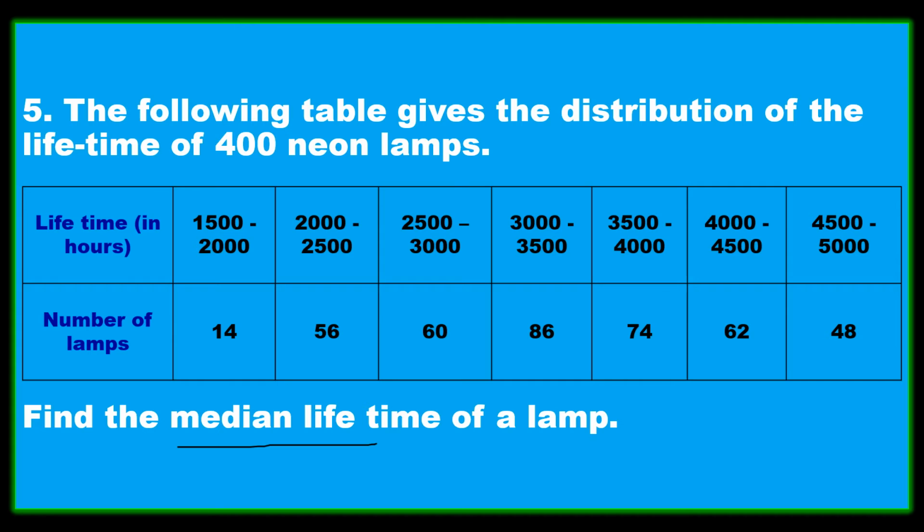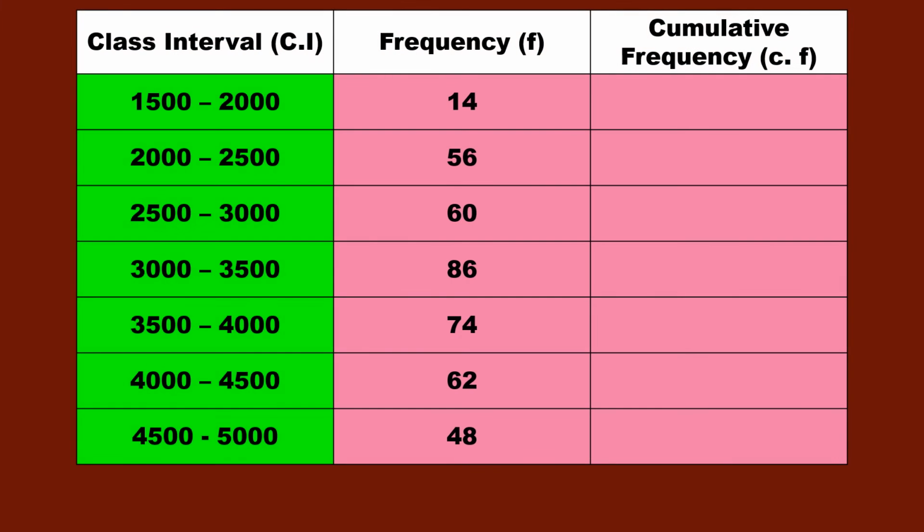Again I am repeating, be perfect in finding the cumulative frequency column. The first thing we should find out is N. So let us solve this problem. Here is your table. The class interval and the frequency are already given in the table. Now we should find the cumulative frequency.